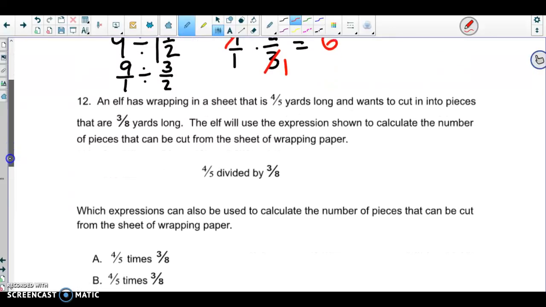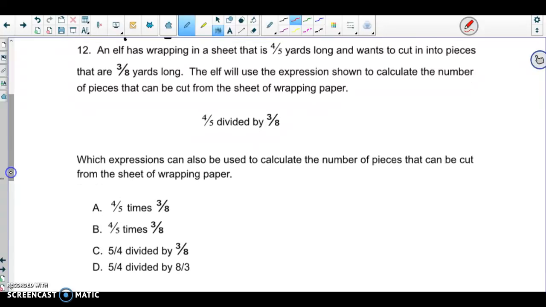Number 12. An elf has a sheet of wrapping paper that is 4/5 yards long and wants to cut it into pieces that are 3/8 yards long. The elf wants to use the expression shown to calculate the number of pieces that can be cut from the sheet of wrapping paper. So we have 4/5 divided by 3/8. So we've set up the problem. They want to know which expression can also be used to calculate the number of pieces. Well, they don't want us to actually solve it. They just want to say, okay, what can we do to this?